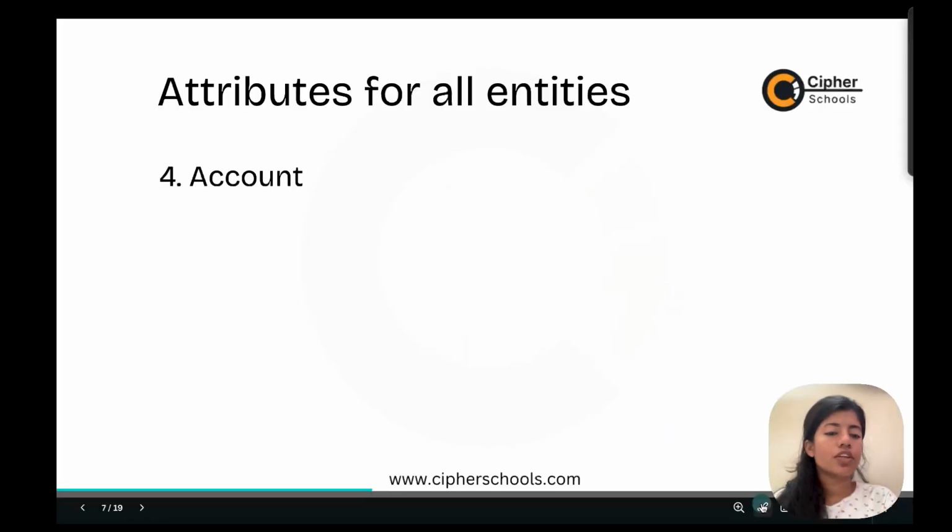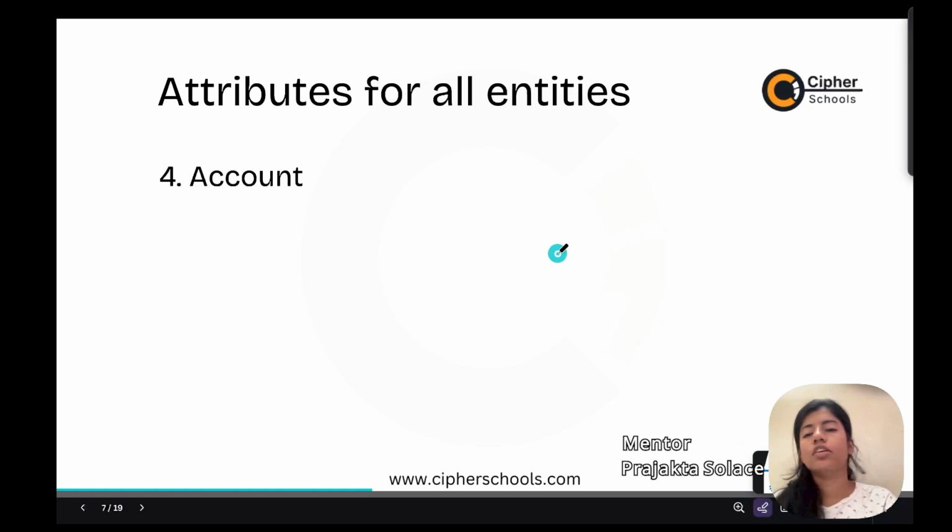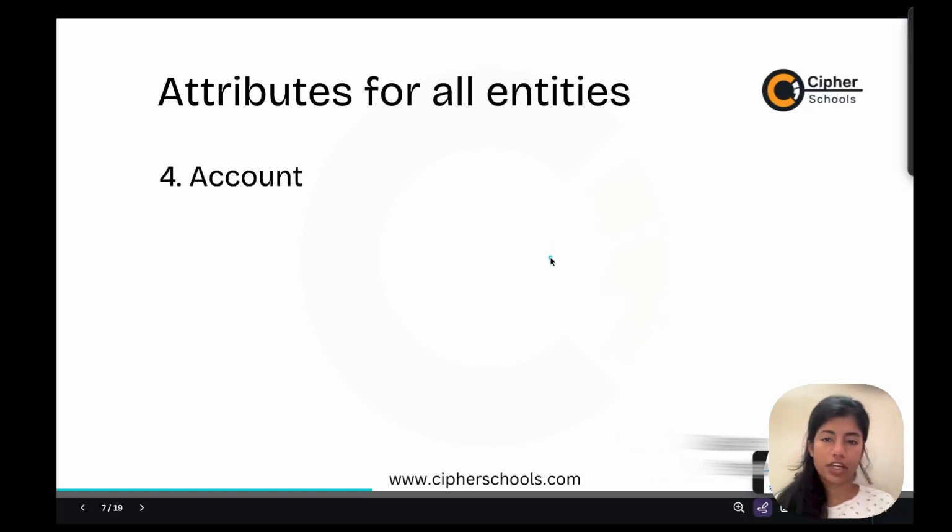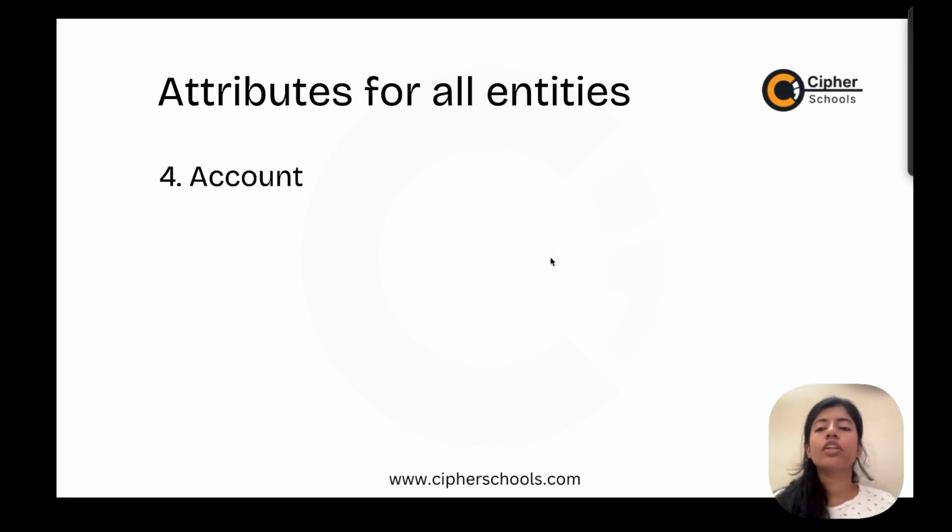Okay, so in the last video, we discussed the steps to draw an entity relationship diagram. In this video, let us move ahead and talk about our further entities. Like we discussed 3 entities in the last video. Now let us understand and analyze the attributes for the remaining entities. Let us begin with account.